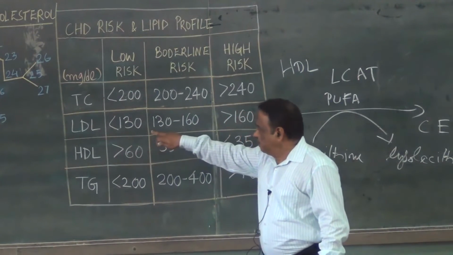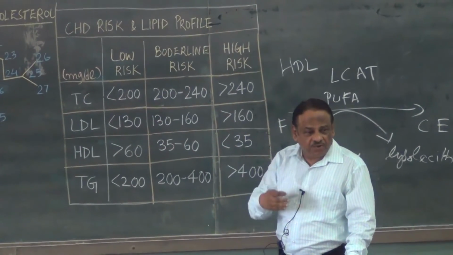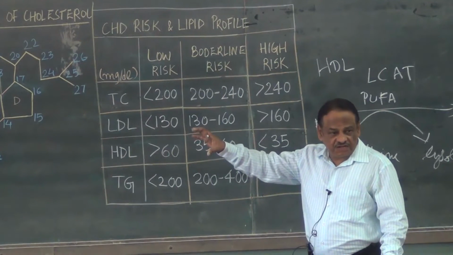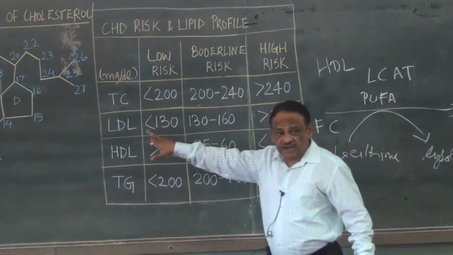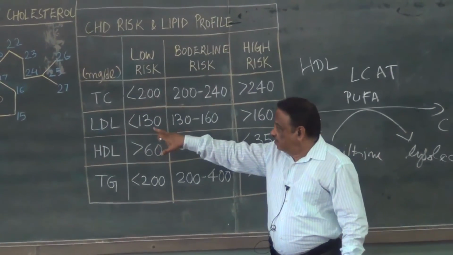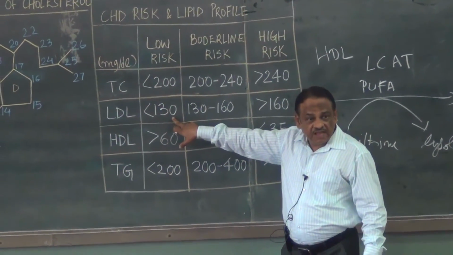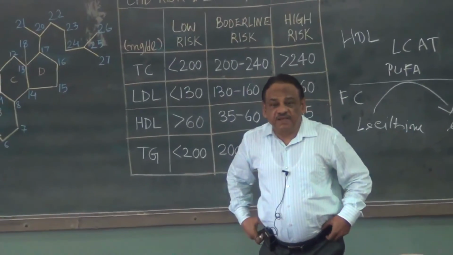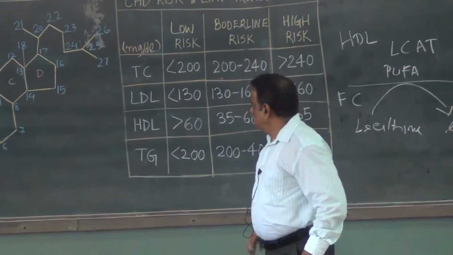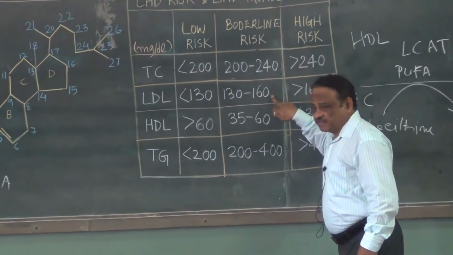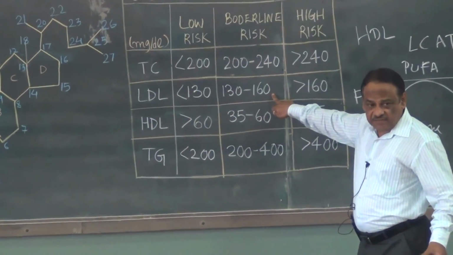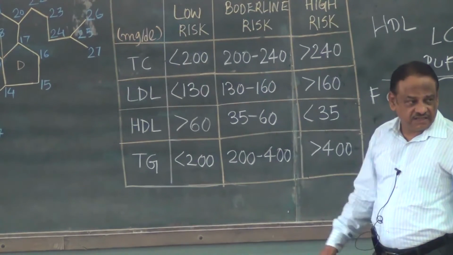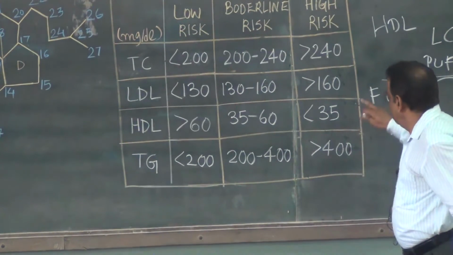Now, LDL is the lipoprotein which carries cholesterol from the liver to the peripheral tissues. So it is very crucial in its role and should be kept in check, that is, less than 130 milligrams. An LDL level below 130 is low risk, and borderline risk is up to 160 milligrams. At any cost it should not cross 160. More than 160 is high risk.